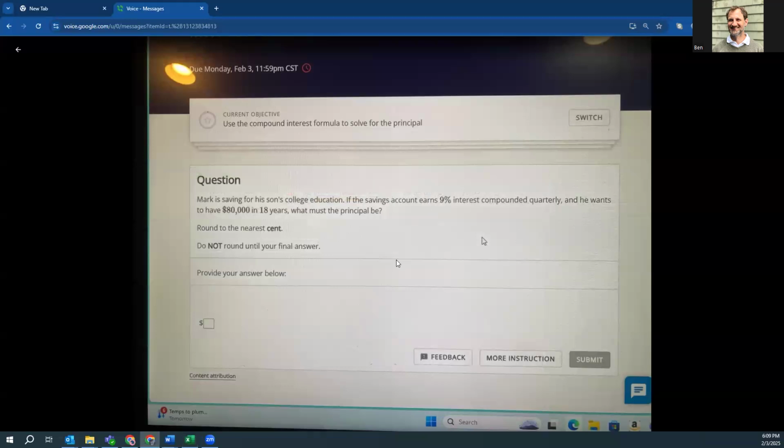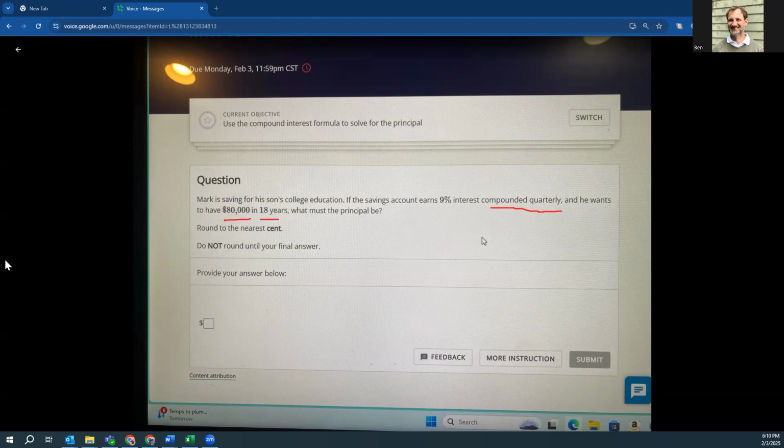Here's the question, and we can see that we're talking about compound interest, and we know that it's earning 9%. It's compound quarterly. That's important. It's not a number, but it's an important part of the question. And we must have 80,000 in 18 years.